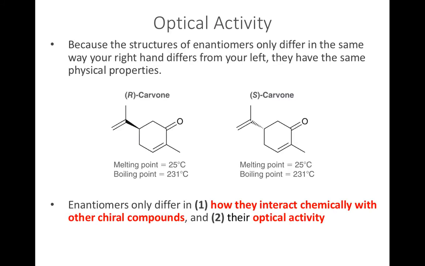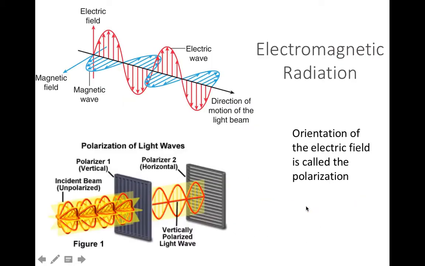In this video, we're going to talk about optical activity and specifically how it relates to chiral compounds. So, the structures of enantiomers are very similar, right? They're only different in the way that our left hand differs from our right hand. As such, they have the same physical properties. Now, they do differ significantly in the fact that they interact chemically with other chiral compounds differently, and they also have different optical activities. And so, let's talk about what optical activity is.